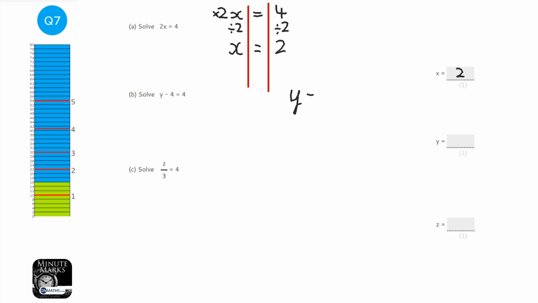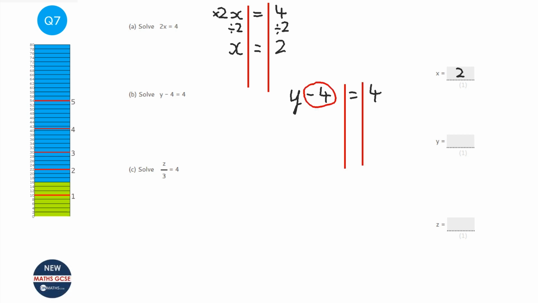For the next one, we've got y minus 4 equals 4. We're going to get our lines down. Okay, so the bit we want to get rid of is this minus 4 bit. So we're going to do the opposite of that, which is add 4 both sides. So y is 4 plus 4, which is 8.